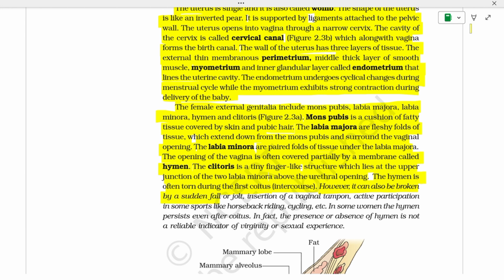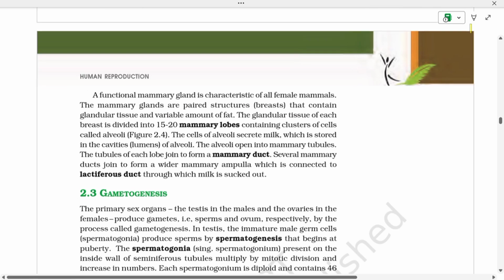However, it can also be broken by a sudden fall or jolt, insertion of vaginal tampon, active participation in some sports like horseback riding, cycling, etc. In some women, the hymen persists even after coitus. In fact, the presence or absence of hymen is not a reliable indicator of virginity or sexual experience.